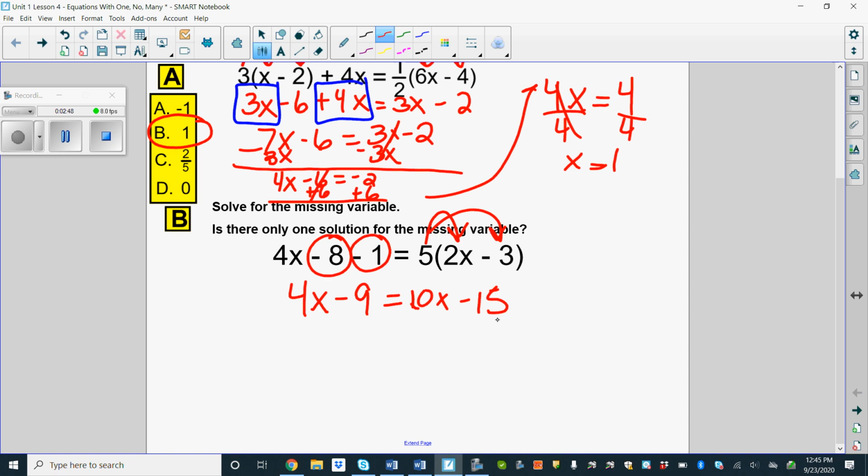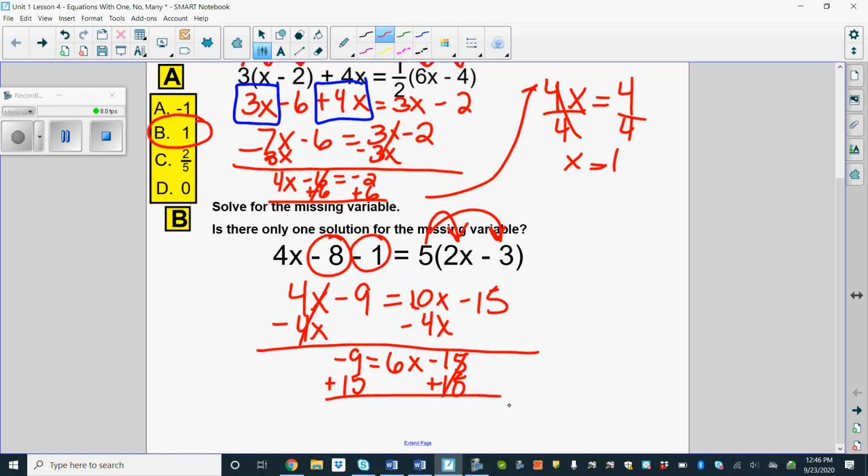Now we have to move the 4x over by subtracting 4x on both sides. We want to get the variables on one side and the numbers on the other. Now we bring down negative 9 equals 10 minus 4 is 6x. Bring down the negative 15. We are going to add 15 to both sides. Negative 9 plus 15 is 6 equals 6x. Divide by 6 on both sides. And we are left with, again, x equals 1. Okay, any questions on those, please send us an email. Otherwise, we're moving on to the next page.